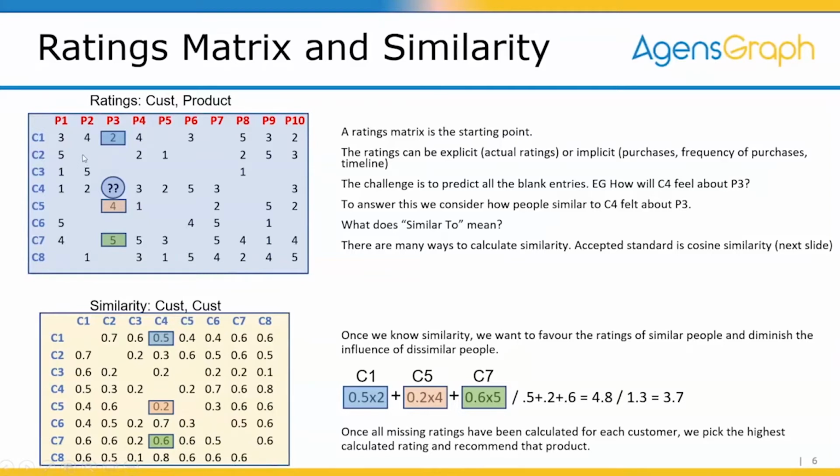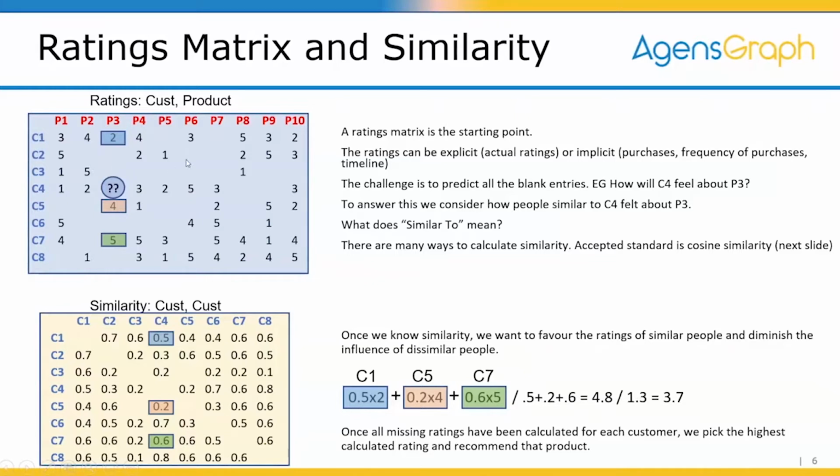Now, C2 hasn't rated P2 yet, but many other people have. So I have the 4, the 5, the 2, and the 1 from 4 different customers. And rather than averaging these, I take the weighted average. So I'll multiply how similar C2 is to C1 by this value, how similar C2 is to C3 by this value, how similar C2 is to C4 by this value, C2 to C8 by this value. Add them all up together and divide by the right number, the sum of the similarities, and out will pop. I'll be able to populate that cell.